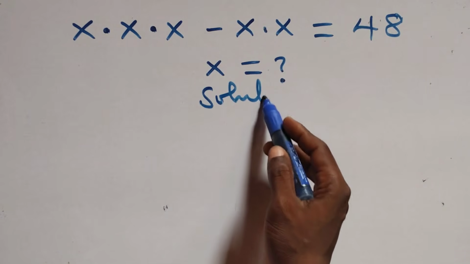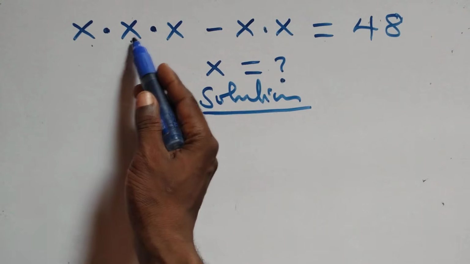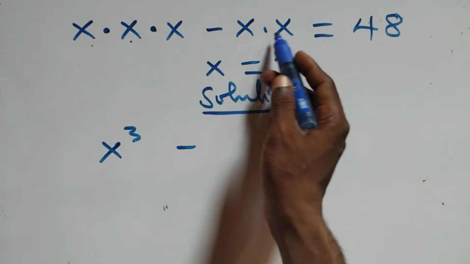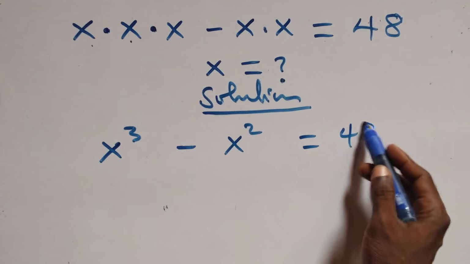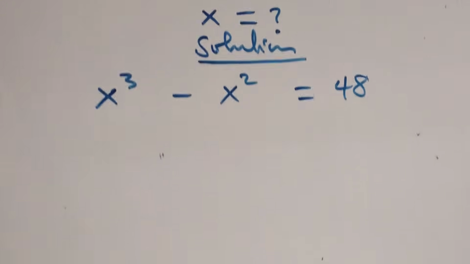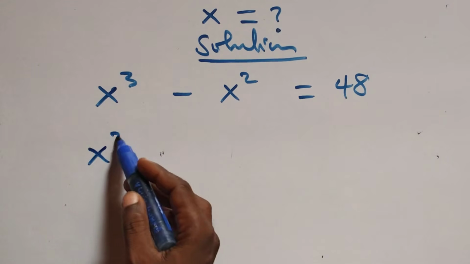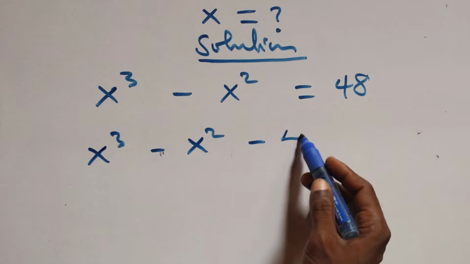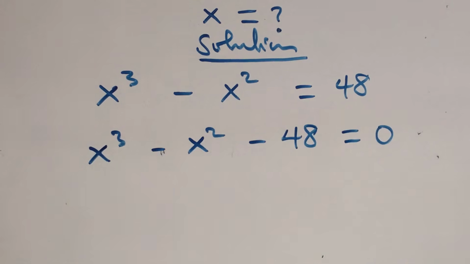Solution from here. And what we have here, we can multiply this directly. X times x² is x raised to power 3, minus x times x, that's x raised to power 2, and equals to 48 on this side. The next step here, we take 48 to the left hand side. This becomes x raised to power 3 minus x raised to power 2 minus 48 and equals to 0 here.